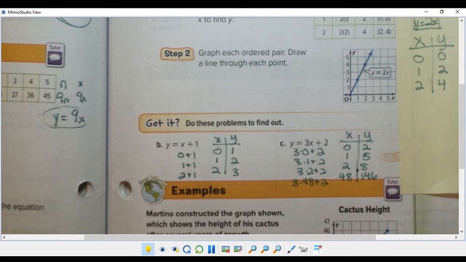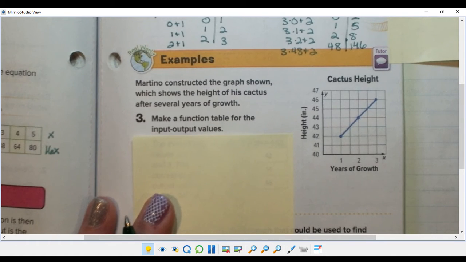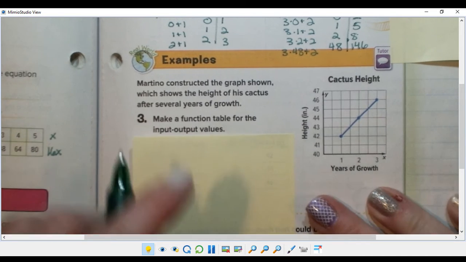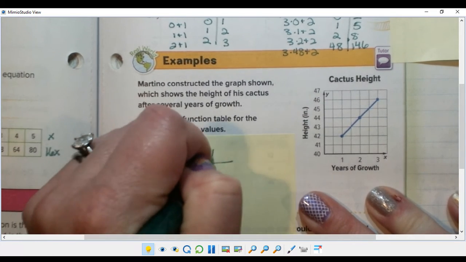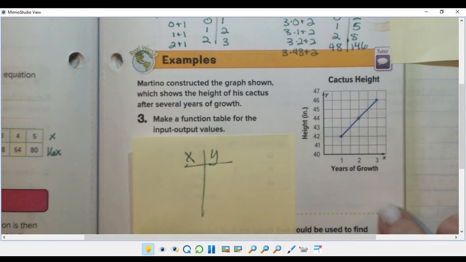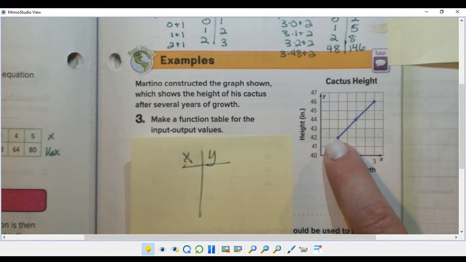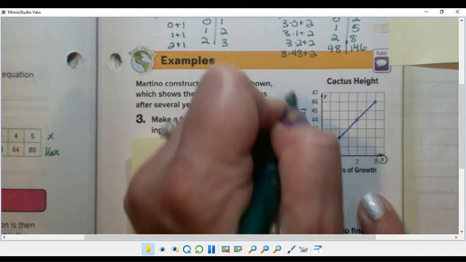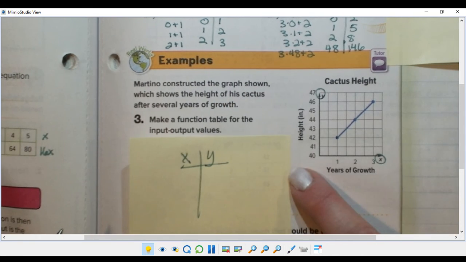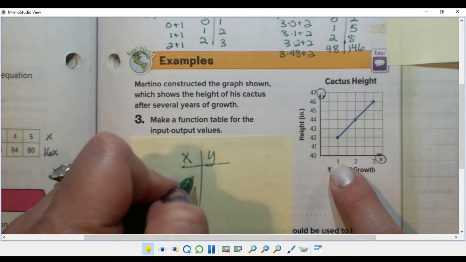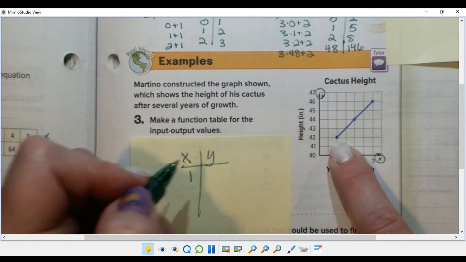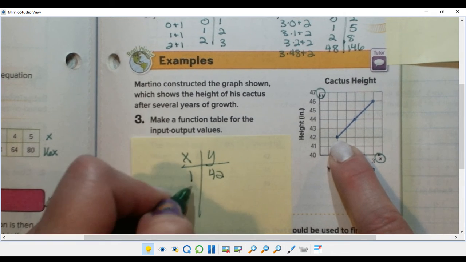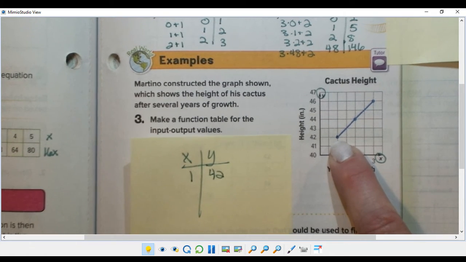But sometimes they give you the graph already done, and you need to make the table. Well, this is even easier. There's no calculations. You just have to be able to read a graph. So where my number starts here at this dot, the X side to side was 1. And that went up to 42. So my first dot would be at 1, 42.